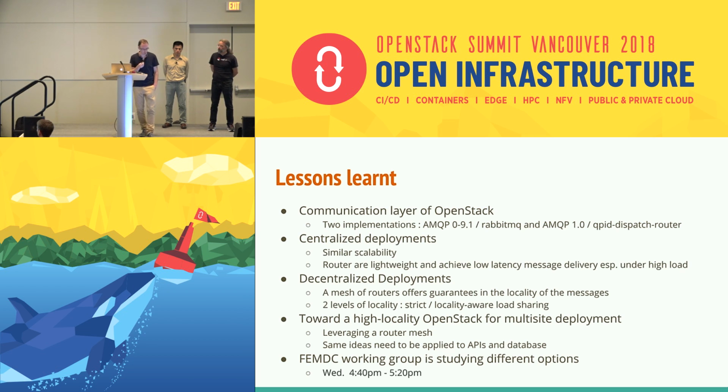For decentralized deployments, a router mesh offers you different guarantees in terms of locality. Locality is probably something that is application dependent, so depending on your application, you can choose which locality guarantee you would like to have. And then we presented a first deployment of OpenStack that can leverage a router mesh and achieve RPC locality.